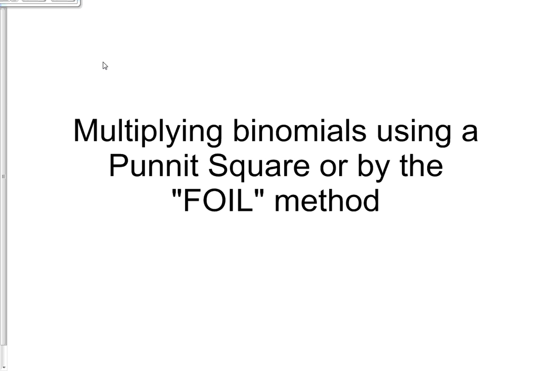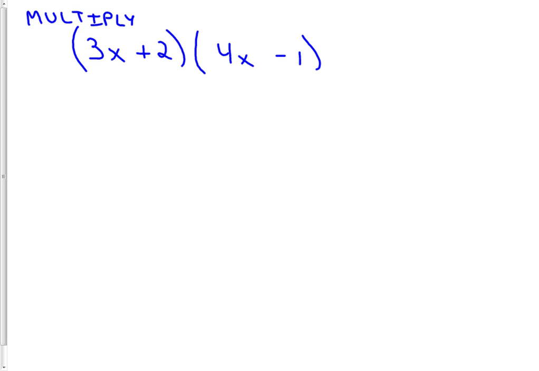Today we're going to work on multiplying binomials using Punnett squares and by the FOIL method. The first method we're going to use is the Punnett square method. So I've come up with a couple binomials here. Again, they're called binomials because they have two terms, bi meaning two, like a bicycle has two wheels.